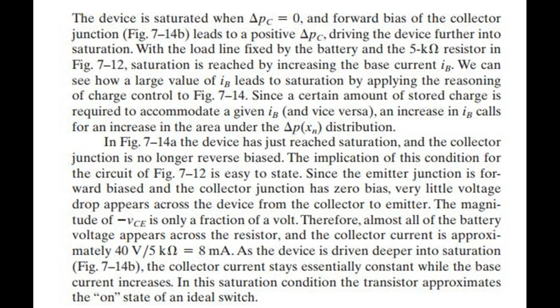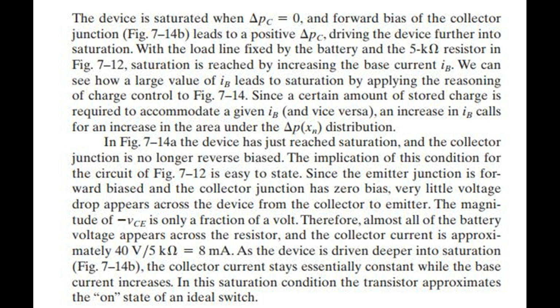We can see how a large value of IB leads to saturation by applying the reasoning of charge control to Fig 7.14. Since a certain amount of stored charge is required to accommodate a given IB, and vice versa, an increase in IB calls for an increase in the area under the p(xn) distribution. In Fig 7.14a the device has just reached saturation, and the collector junction is no longer reverse biased.